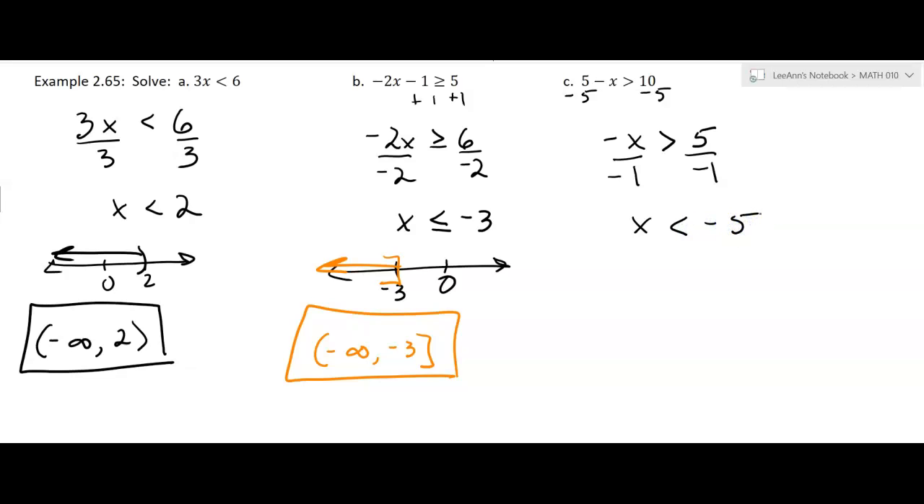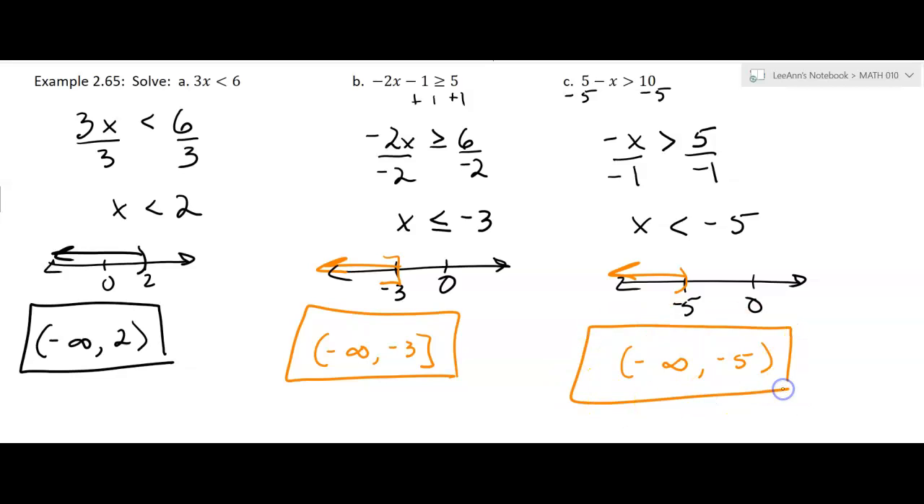Now in my 3 examples, they always wound up being less than, but that's not always true. I don't know why that happened. Sometimes it just does. Okay, x is less than negative 5. If here's 0 and here's negative 5, we're talking about all the numbers less than negative 5 this way, negative infinity to negative 5 with a parenthesis. You could have them be greater than, we just didn't happen to have an example of that. All right.